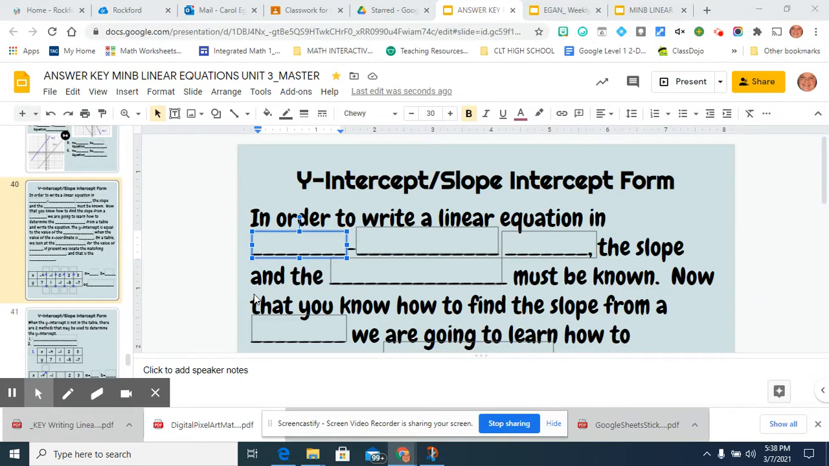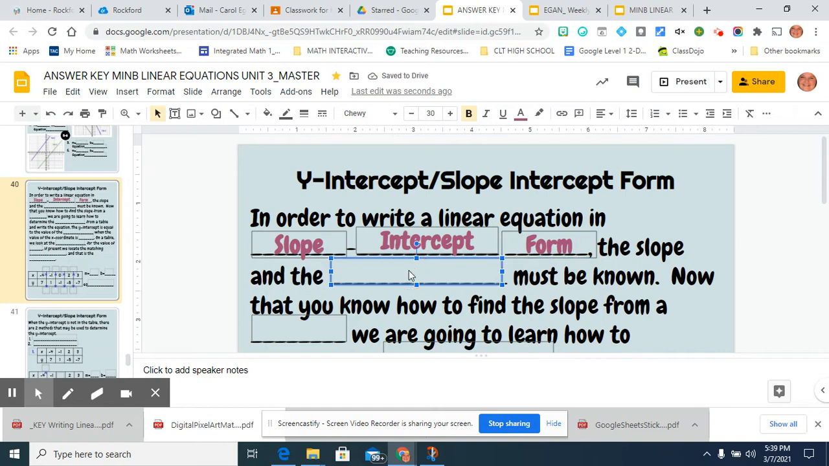Okay, today we're continuing to talk about the y-intercept and slope, and then writing the equation from that. So in order to write an equation in slope-intercept form, the slope and the y-intercept must be known. So hopefully we know that by now. Slope-intercept means that we need those two things to write the equation.